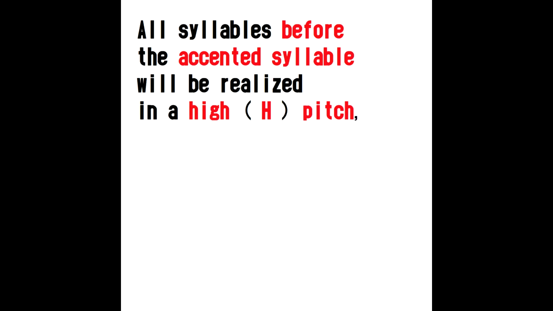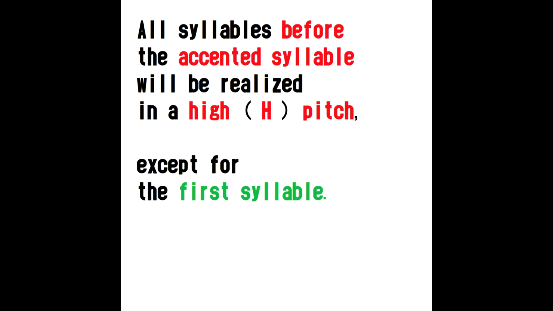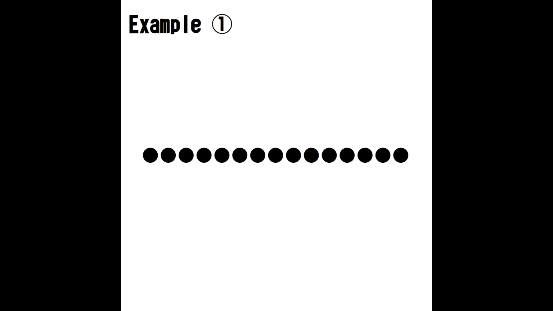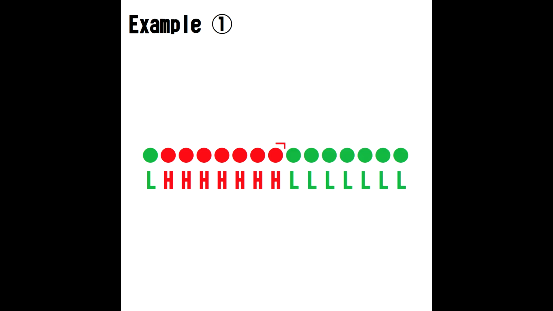Part 3. All syllables before the accented syllable will be realized in a high pitch, except, of course, for the first syllable if it does not have the accent. For instance, if we again place the accent there, this syllable will be high and the first one will be low, and all syllables in between will be high, and since we have an accented syllable, the rest will be low. So there we have a whole pitch pattern for this phrase.